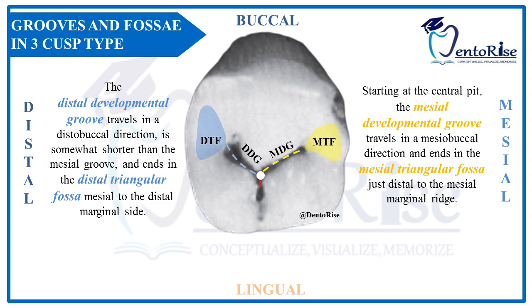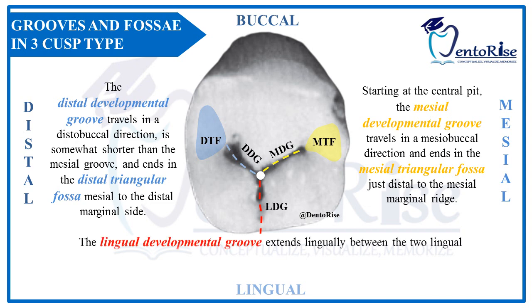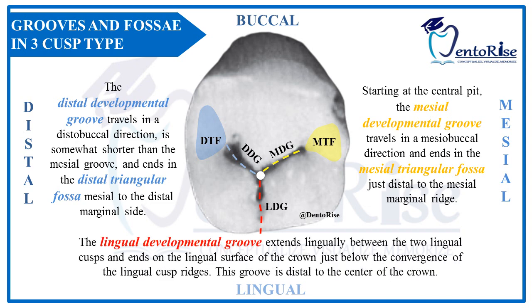Again, starting from the central pit and then moving lingually, we have the lingual developmental groove. This lingual developmental groove runs between the two lingual cusps and ends on the lingual surface of the crown just below the convergence of the lingual cusp ridges. This groove is not present in the center of the crown. Rather, it is present distal to the center of the crown. Please observe the figure very carefully.